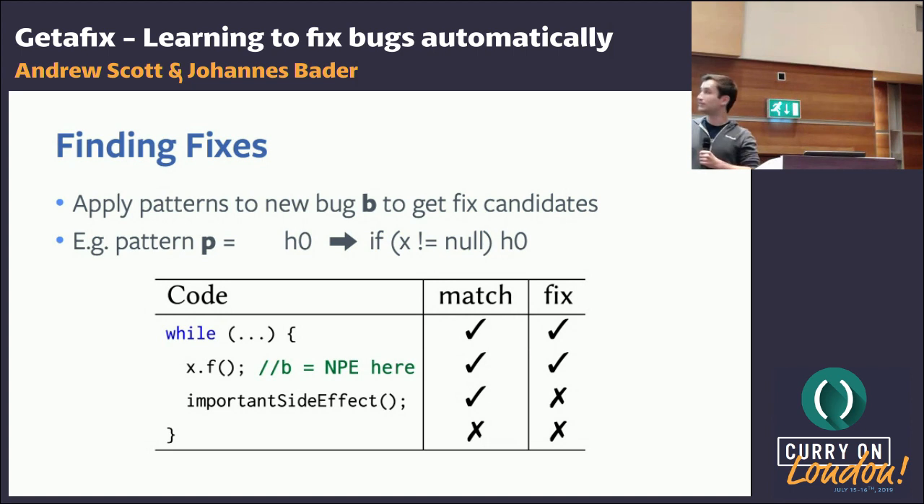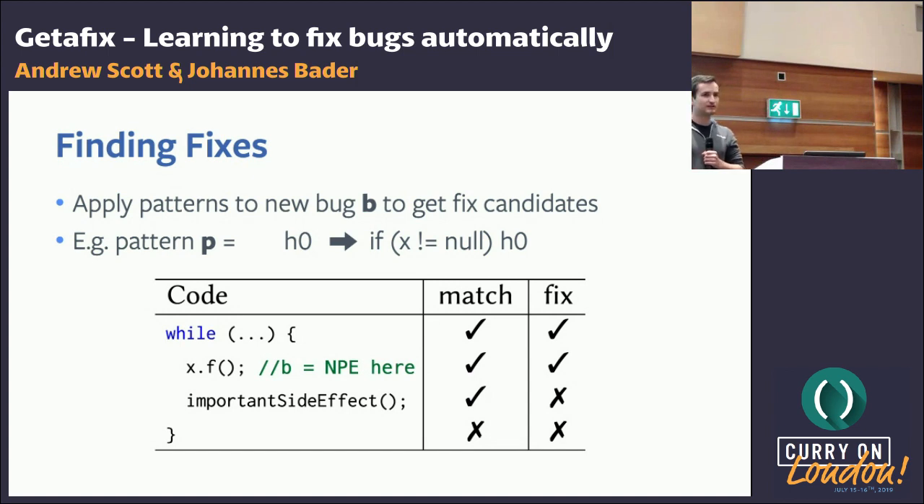Well, if you wrap the entire while loop with an if check, then likely Infer, or whichever tool you're using, is not going to complain anymore. So that's a fix. And of course, the same is true if you just wrap the buggy statement directly. But yeah, it's not a fix to wrap the important side effect here.